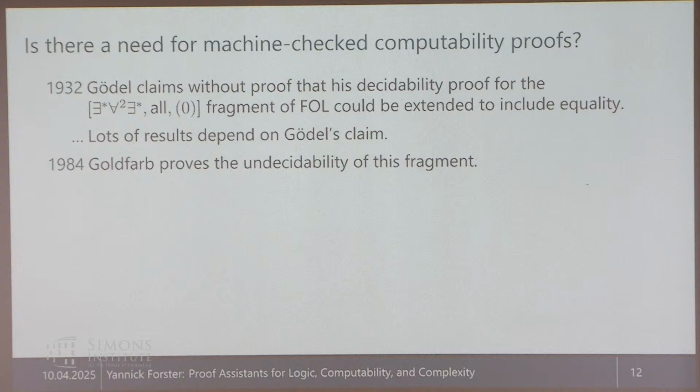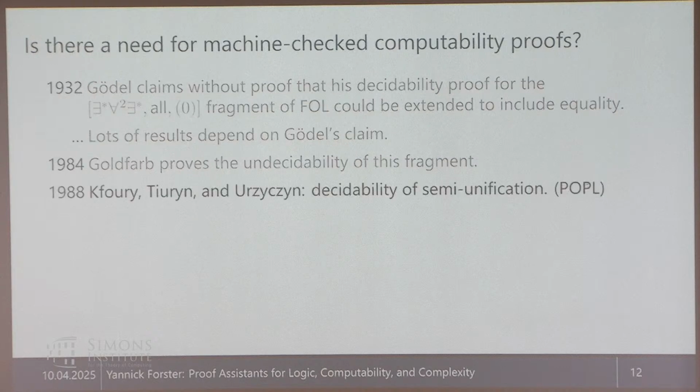And then in 1984, he proved the undecidability of this fragment, because if you add equality, it's actually not decidable anymore. This rendered lots of proofs invalid that were using a claim that's actually not true. I'm not aware of any result that turned out to be wrong as a consequence. The proofs needed to be fixed, but I think that all worked out. Still, it took 52 years to figure out that something was wrong. A machine-checked proof would have caught that, in the sense that it would not have led through a wrong claim.